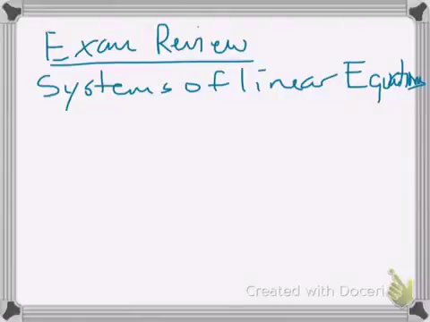So, systems of linear equations. Okay, let's talk a little bit about what we mean. What is a linear equation? Why is it called a linear equation? It has two points that make a line. Because the graph of the relationship forms a line.